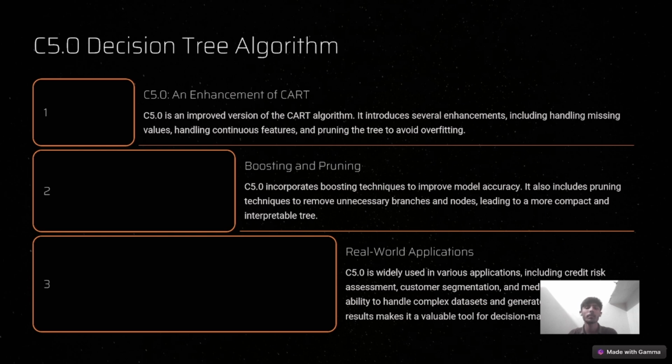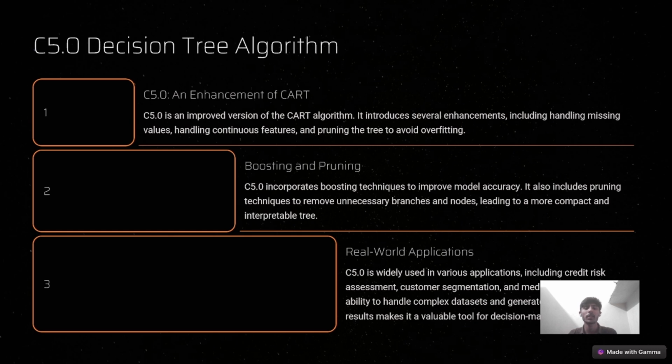Second, boosting and pruning. C5.0 incorporates boosting techniques to improve model accuracy. It also includes pruning techniques to remove unnecessary branches and nodes, leading to a more compact and interpretable tree.